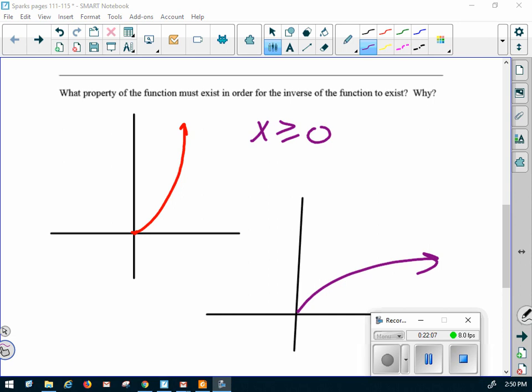Okay. So what property of a function must exist in order for the inverse of the function to exist? The function must be 1-to-1.